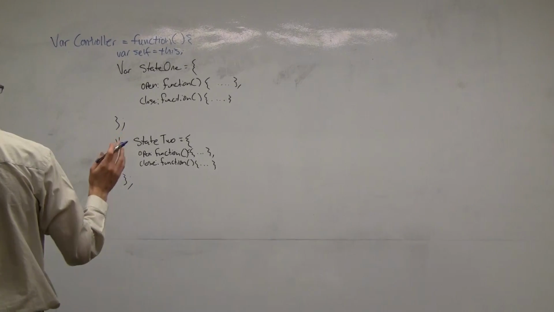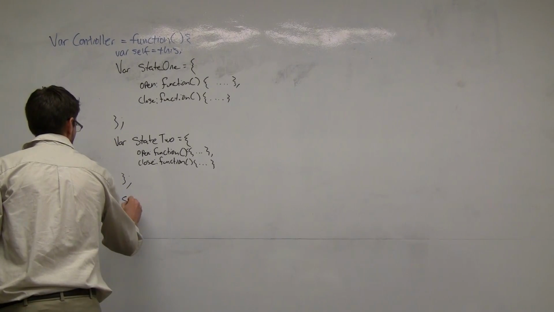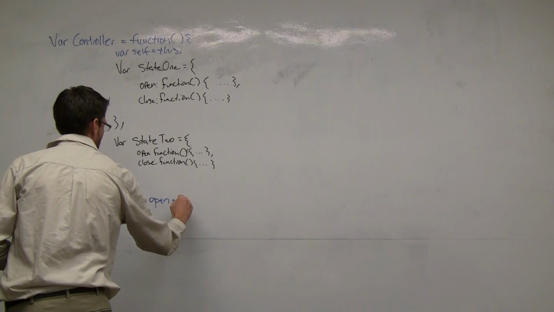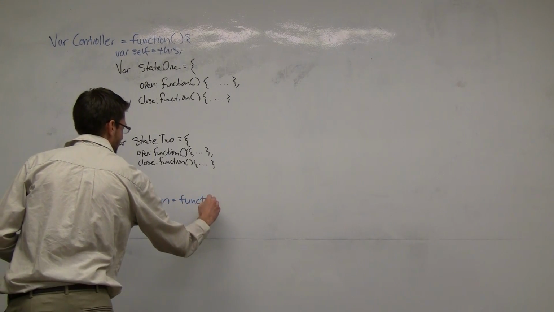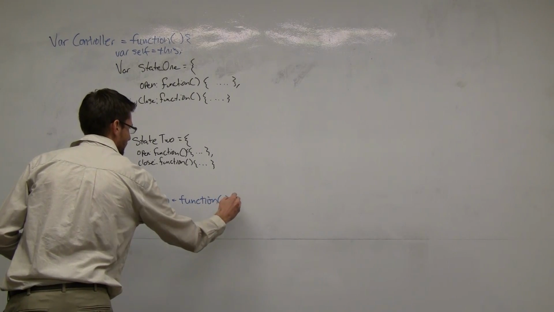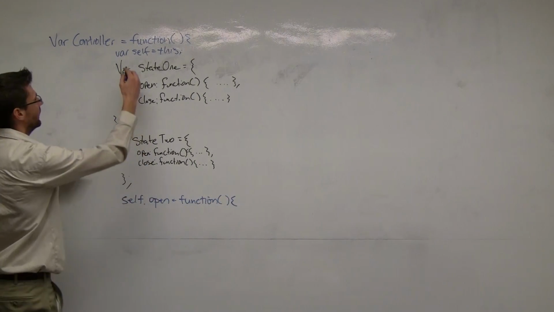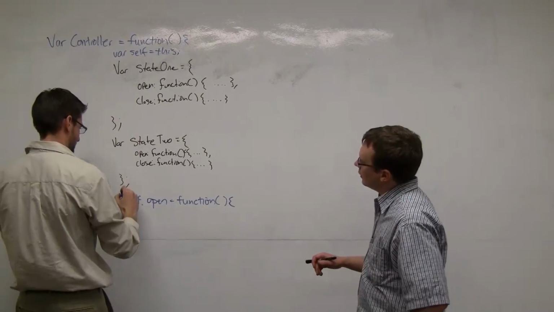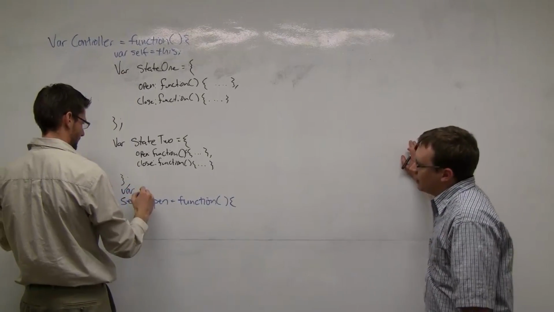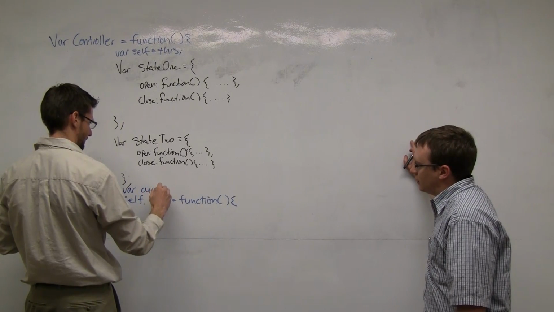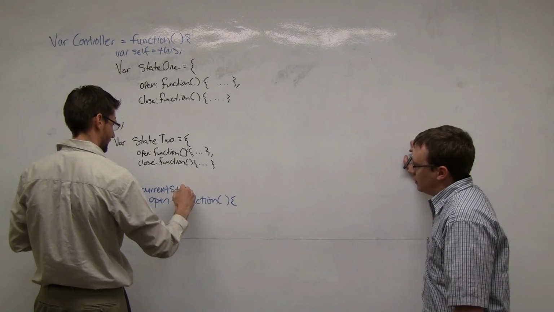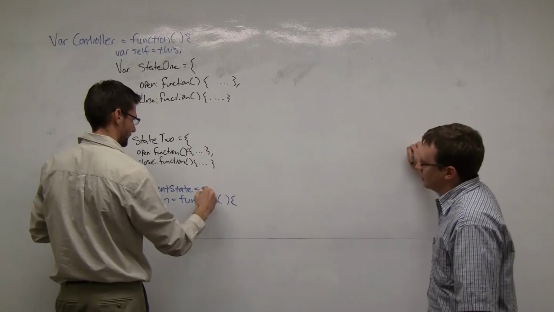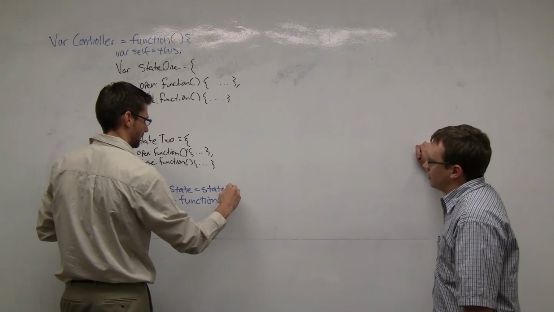Right? So now this controller would have a. Should we just do two states? Yeah, let's do that. And then we'll say self dot open equals a function. Didn't take any parameters. All we have to do here is we have one more variable we need. Where are we going to put it? Can't fit it anywhere. We'll say var current state equals, which one? State 1? Yeah. State 1.